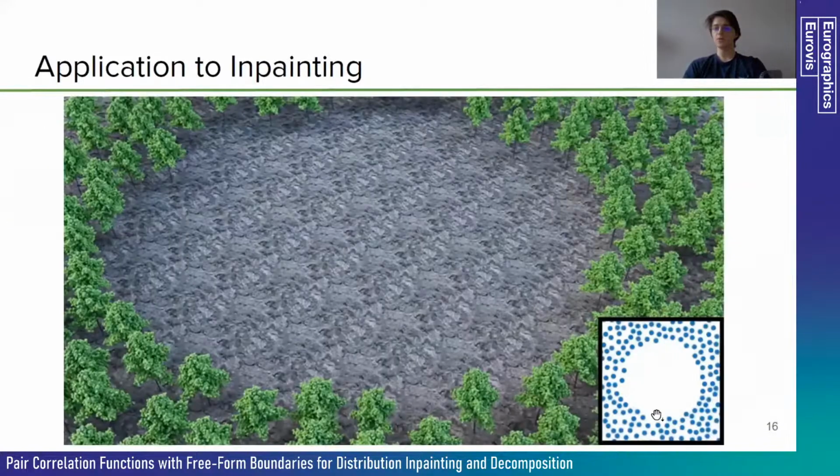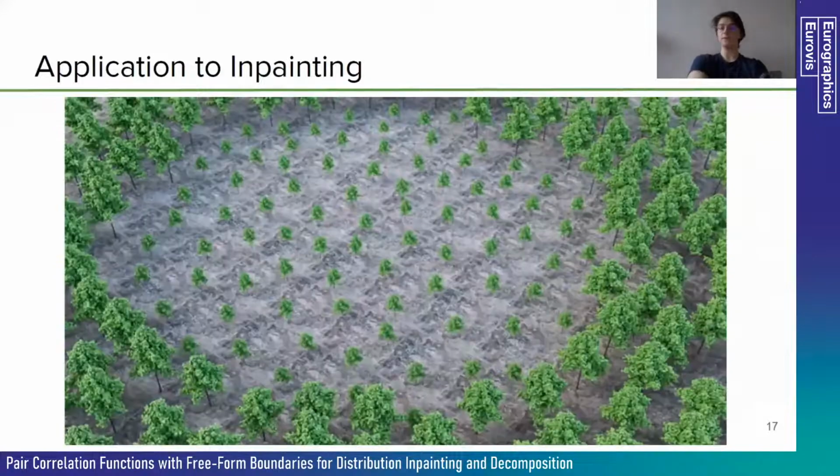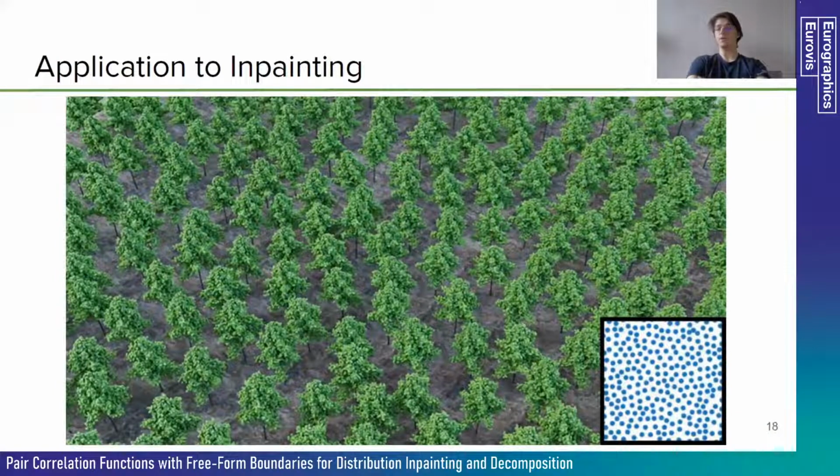So if we wanted to take a more visual example, let's say we have a clearing in a forest and we want to replant it according to the distribution of trees in the rest of the forest. Using our method, we are able to extract the distribution of trees according to the trees in the remaining of the forest, and then compute the positions at which we need to plant some new trees. And then after a few years, as you can see, there is no clear distinction between where the clearing was and the rest of the forest anymore.